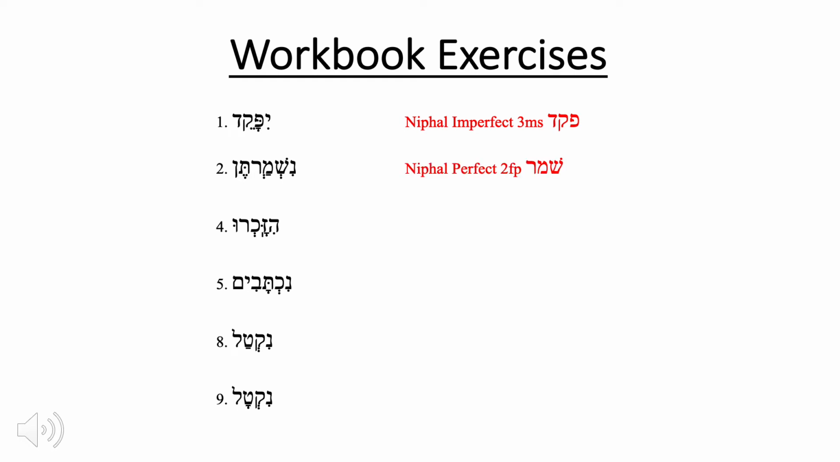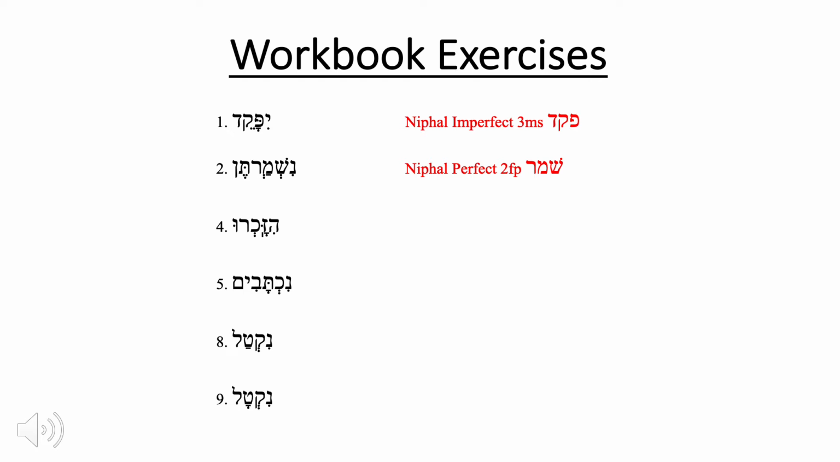Number 2 is just a straightforward Nifal perfect. We have the tan at the end of the verb, indicating that this is a second person feminine plural. We have the nun preformative, that is showing us that this is a Nifal. So we have a Nifal perfect. This one is especially easy because it's a nun plus the hirik, which again, Nifal is a nun plus a hirik at the beginning of that stem. So we have here a Nifal perfect 2FP from shamar.